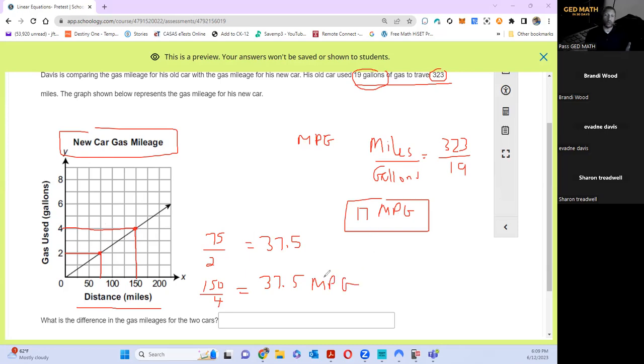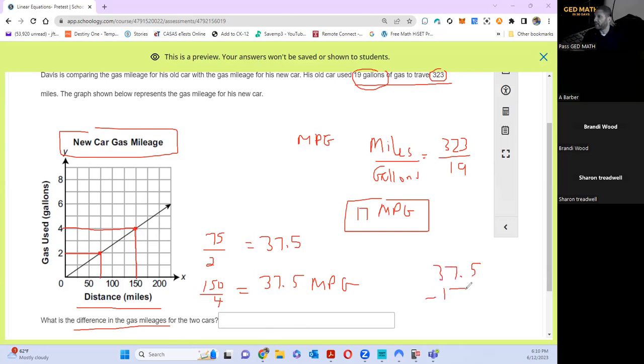Miles per gallon. So this is the old car. This is the new car. So the new car gets much better gas mileage. Well, how much does it get? That's what it's asking. What is the difference? So what does the word difference mean? Subtraction. So 37.5 minus 17.